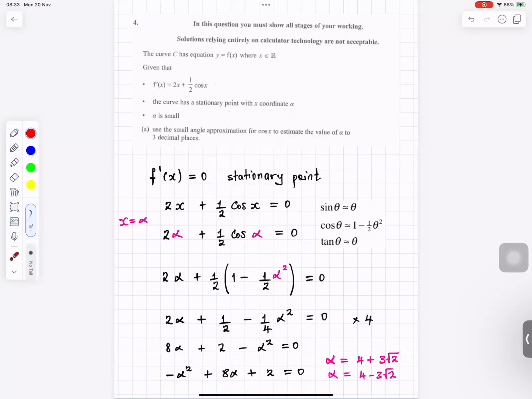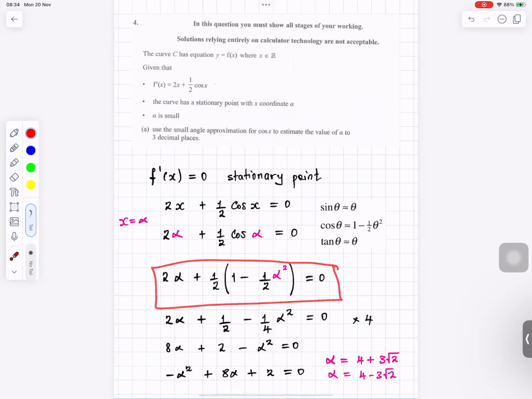And then we want to solve that equation using small angle approximation. The 2 alpha stays the same. The plus stays the same. The half stays the same. You want to change cos alpha using the small angle approximation, using this expression there. Cos alpha will be 1 minus half alpha squared. You replace it there, equals to 0. Now everything is alpha. You want to solve this equation.